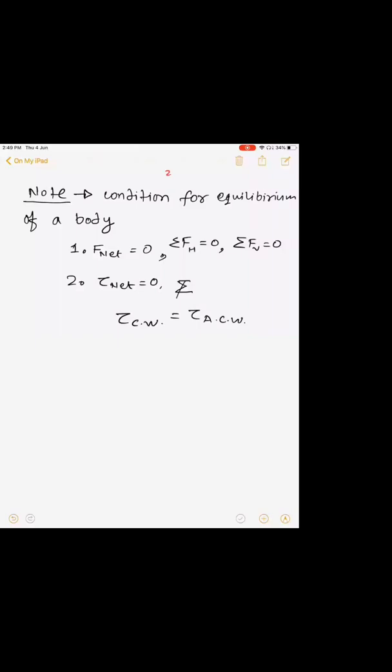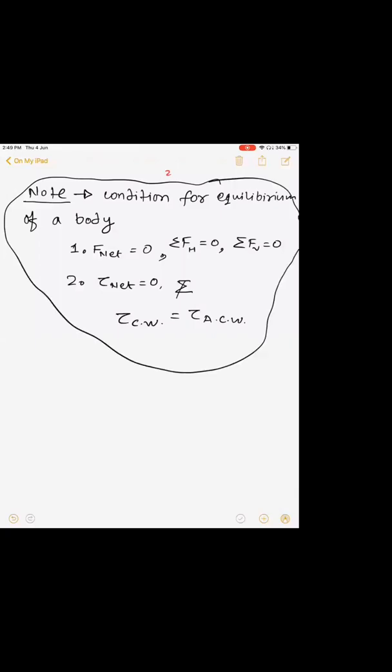Now, based on this information, I have a very good question for you all. Be ready, okay? Stay attentive. My next question says that a force is applied to the end of a 2 meter long uniform board weighing 50 Newton. See this? We have a long board type. Suppose this is the board.